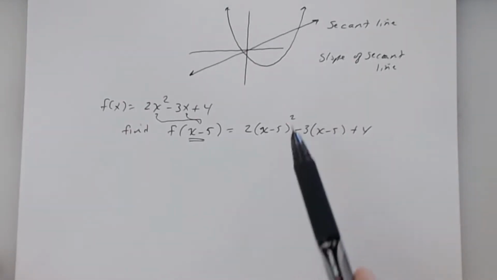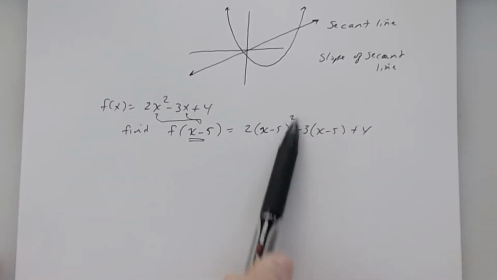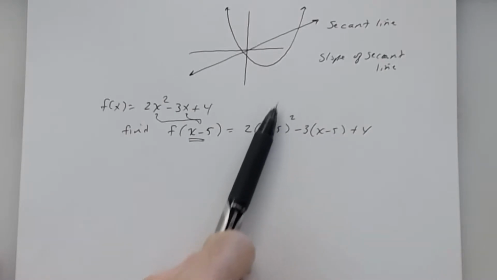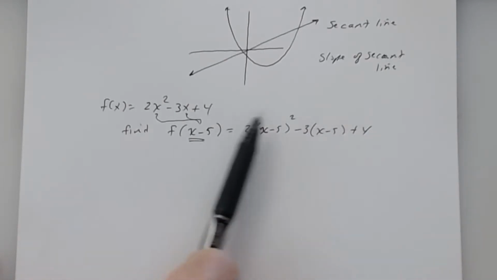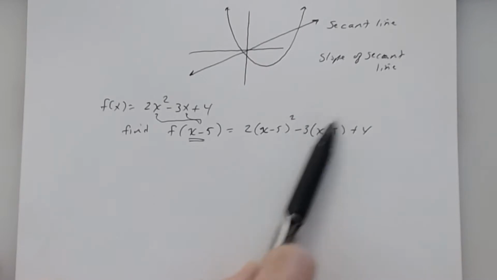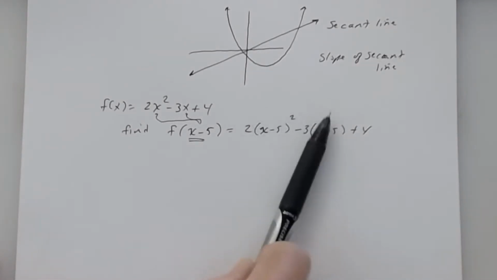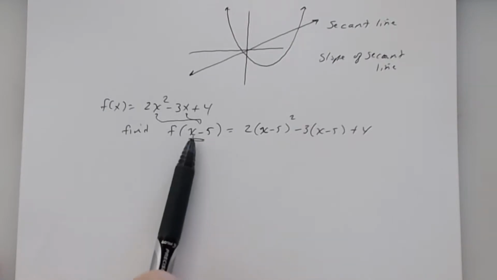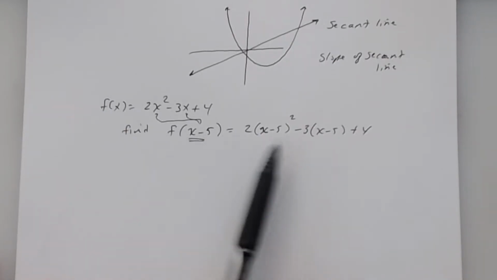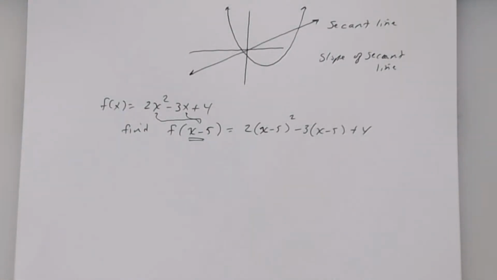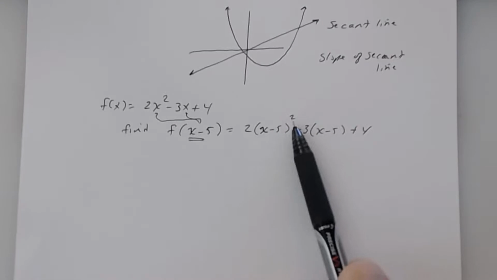So basically, where we saw the variable x, remember this was x right here in your function f of x, 2x squared minus 3x plus 4, those variable x's we're substituting with x minus 5. Now that's not your answer because you have to do quite a bit of work here. You have to get rid of those parentheses. In that first set of parentheses, it's being squared.